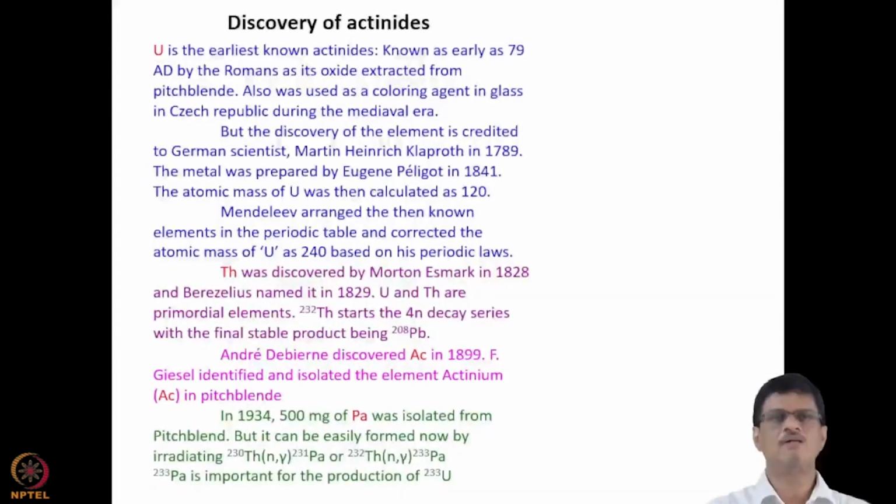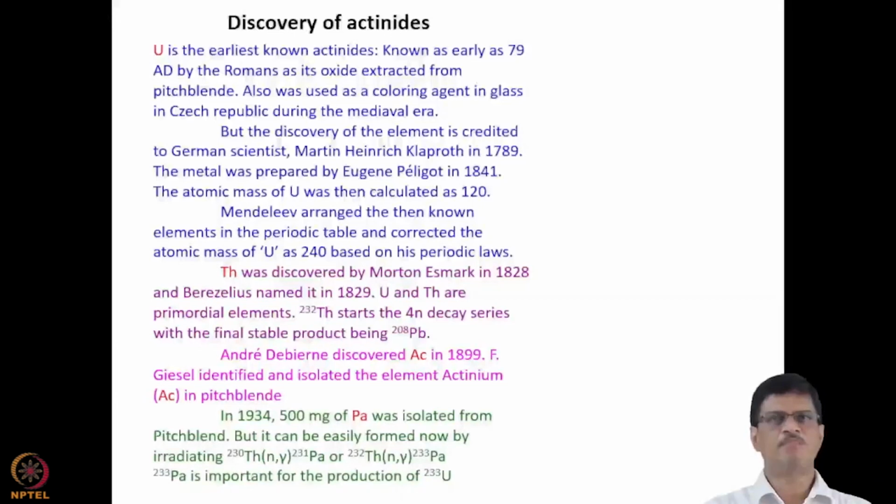First we will see the discovery of actinides. Uranium is the earliest known actinide, known as early as 79 AD by the Romans, as its oxide extracted from pitchblende. It was also used as a coloring agent in glass in the Czech Republic during the medieval era, but the discovery of the element is credited to the German scientist Martin Heinrich Klaproth in 1789.